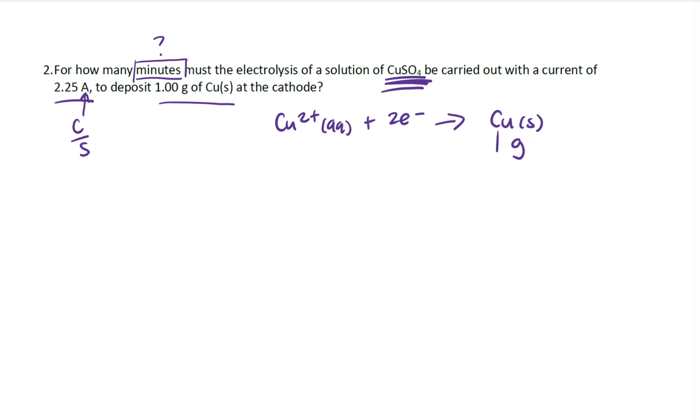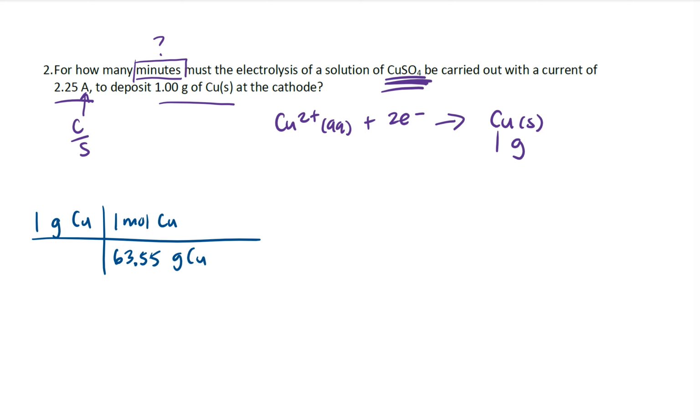So we're going to start here with 1 gram of copper, and first step, always convert that over to moles using molar mass, 63.55 grams of copper for every 1 mole. Grams of copper cancel out. Now, looking at your balanced equation, you can see here that for every 1 mole of copper solid that is produced, we require 2 moles of electrons. So that's our next step, a little bit of stoich. 2 moles of electrons for every 1 mole of copper. Moles of copper cancel out.